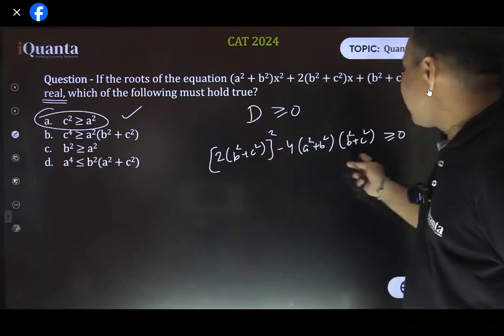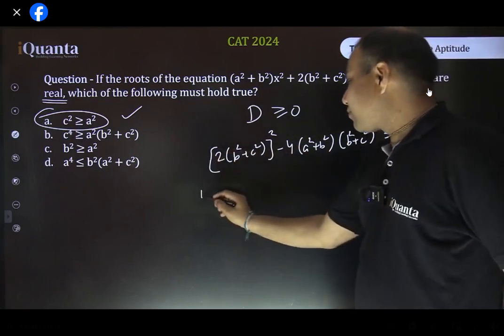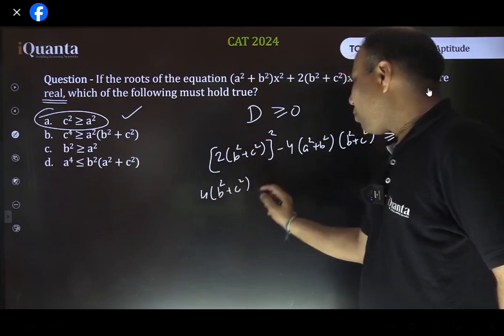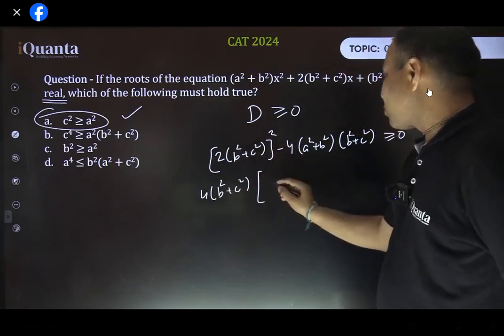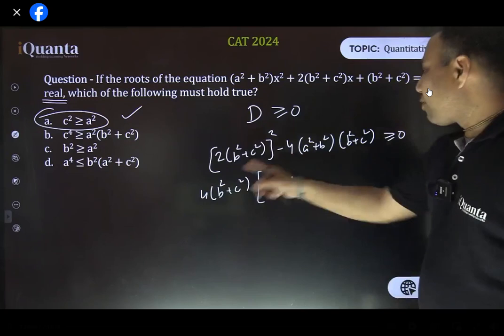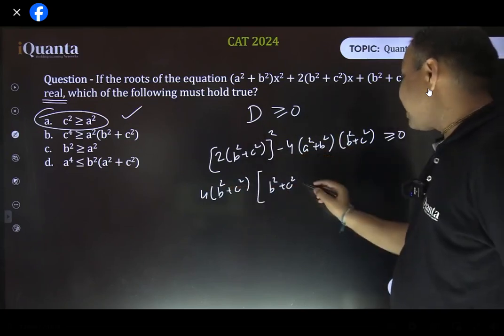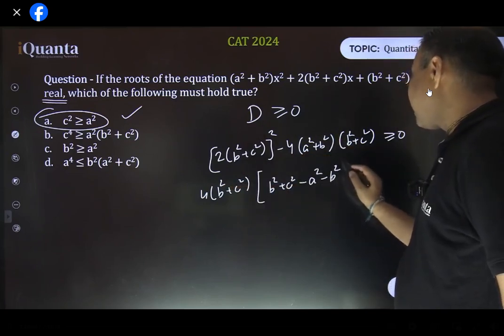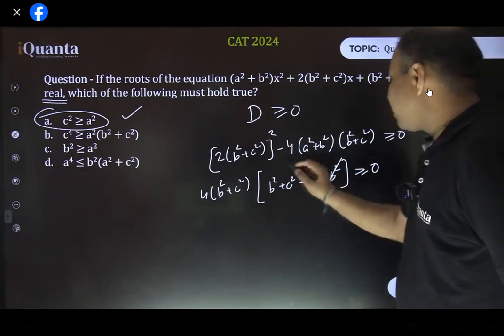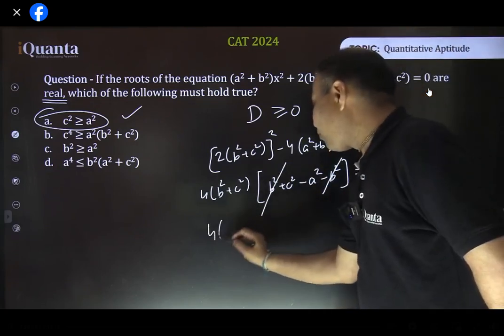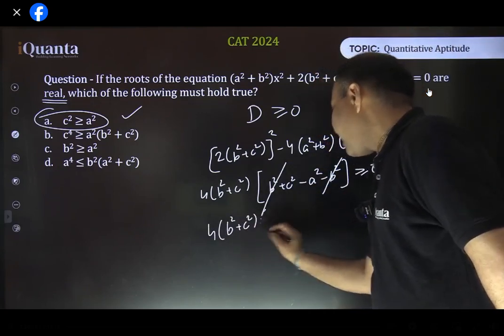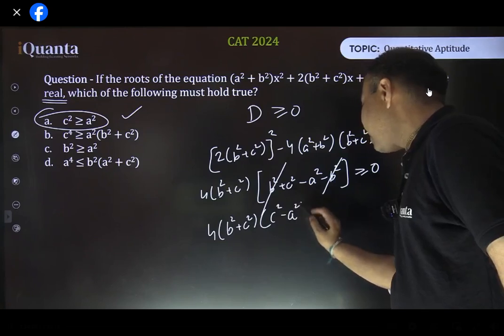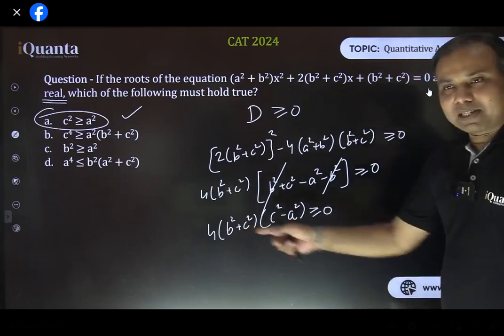Now this term we want to be greater than or equal to 0. So certainly we can take out b square plus c square common. 4 also can be taken out common. So it is 4 times b square plus c square. Now what we are left with is b square plus c square here. This 4 we have already taken out common. So we are left with a square plus b square, with negative sign, that makes it negative a square, negative b square. That's it. So this must be greater than or equal to 0. This b square is cancelled. So we are left with 4 times b square plus c square into c square minus a square to be greater than or equal to 0. Fine. That is the final expression we are having.